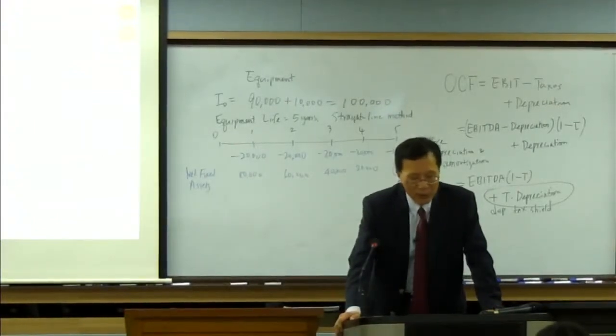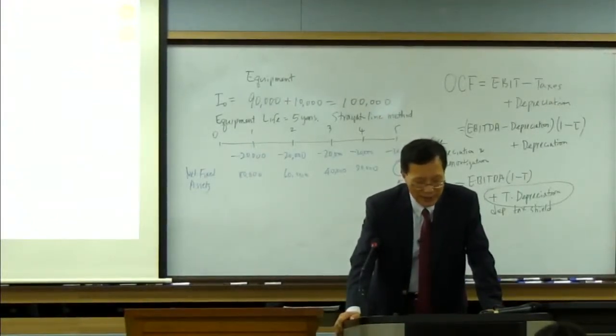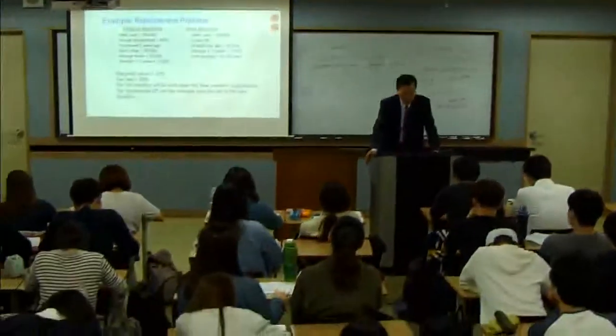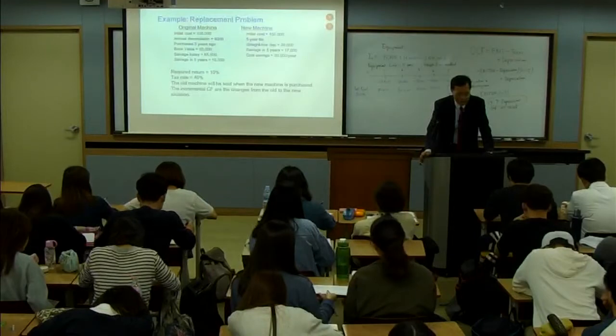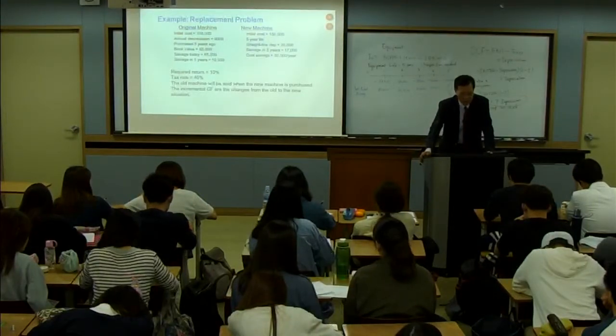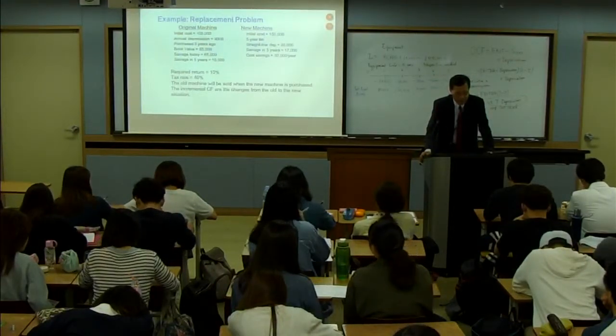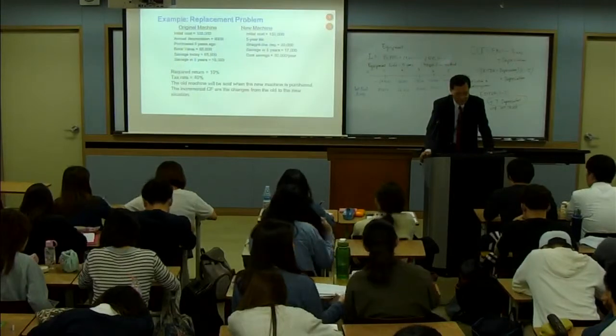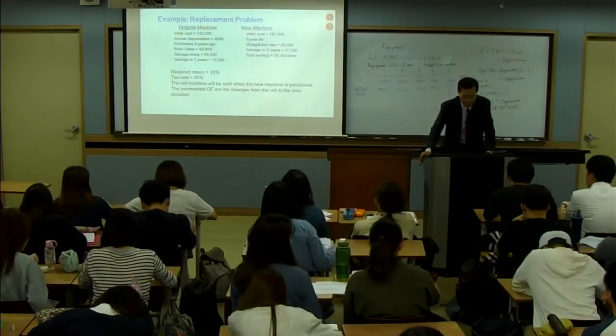Here is an original machine that has an initial cost of 100,000 and annual depreciation of 9,000. Purchased 5 years ago. Book value is 55,000. Salvage value today is 65,000. Salvage in 5 years is 10,000.